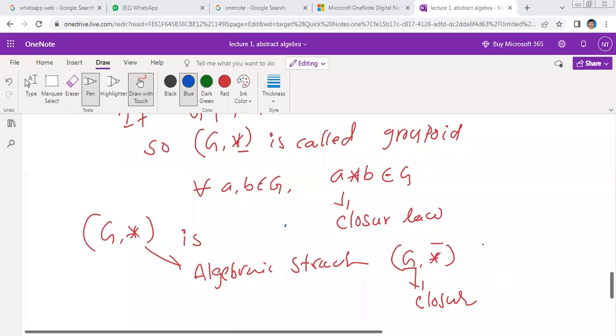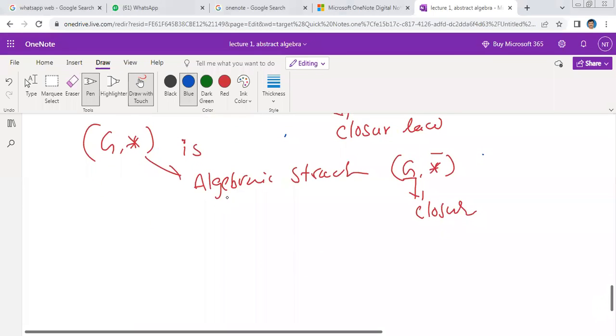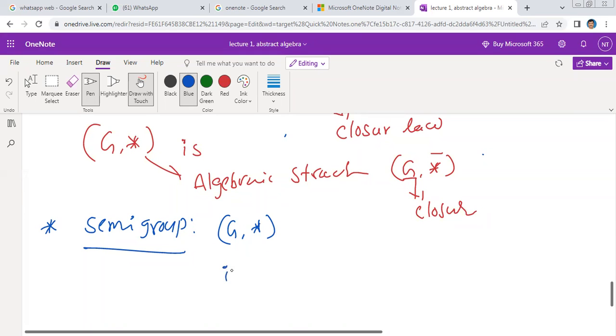Right. Now, what is the definition of group? Before going to group, we define semi-group. The definition of semi-group: suppose I'm taking G a non-empty set, star a binary operation. G comma star is said to be a semi-group if it satisfies the associative property.